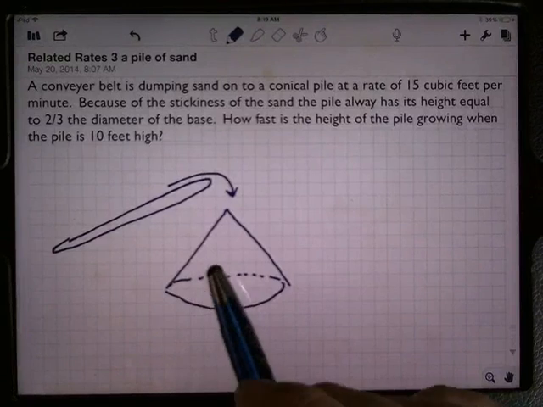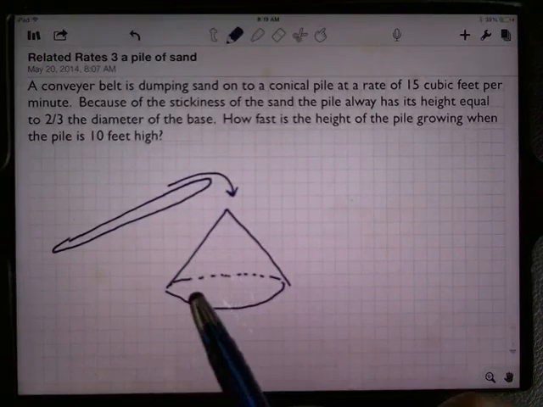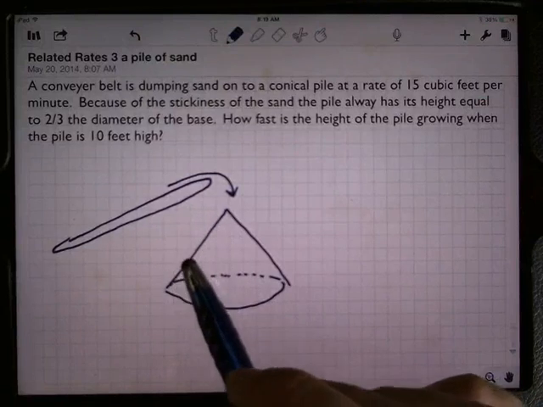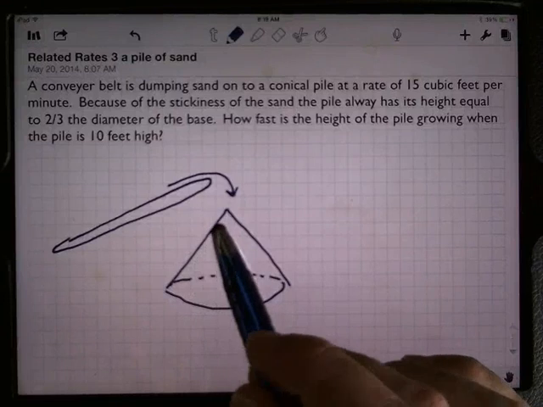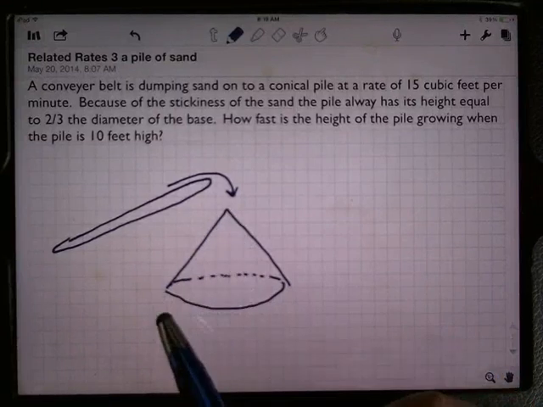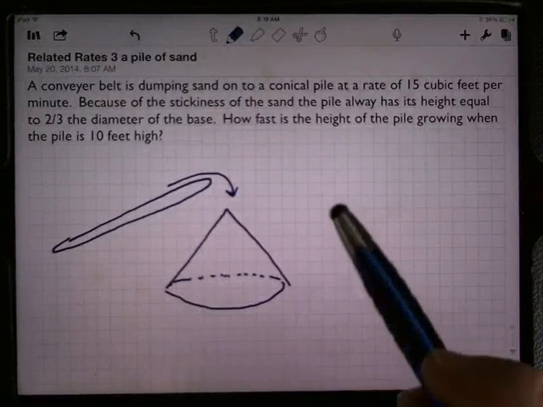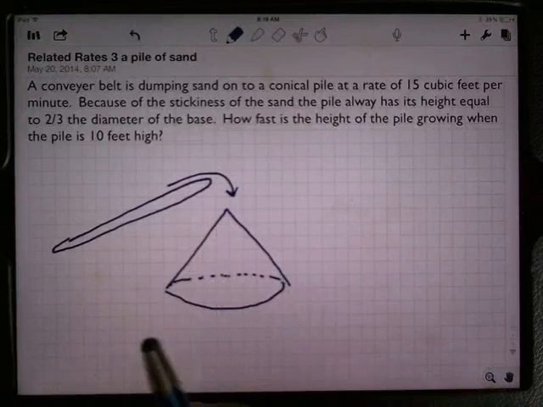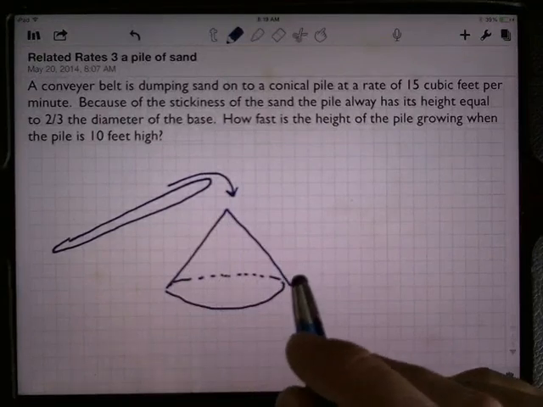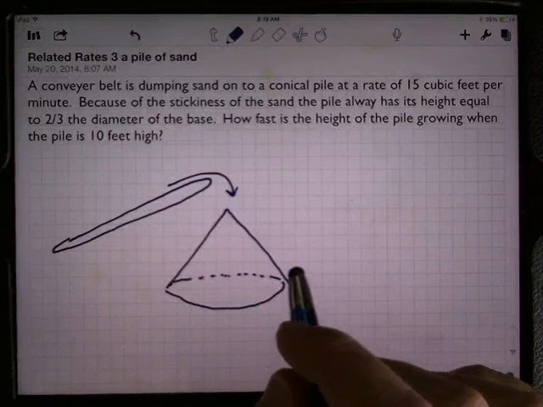Different types of material have a natural stickiness to them, some of them are stickier than others, and so they can form piles that are steeper or less steep. The more sticky they are, the steeper the slope can be before things start to slough off. Anyway, the height is 2/3 the diameter of the base. How fast is the height of the pile growing when the pile is 10 feet high?